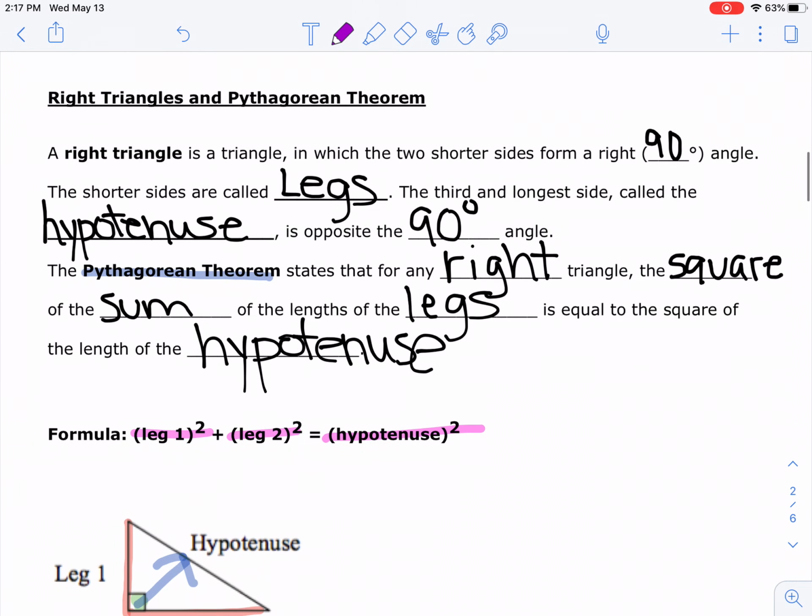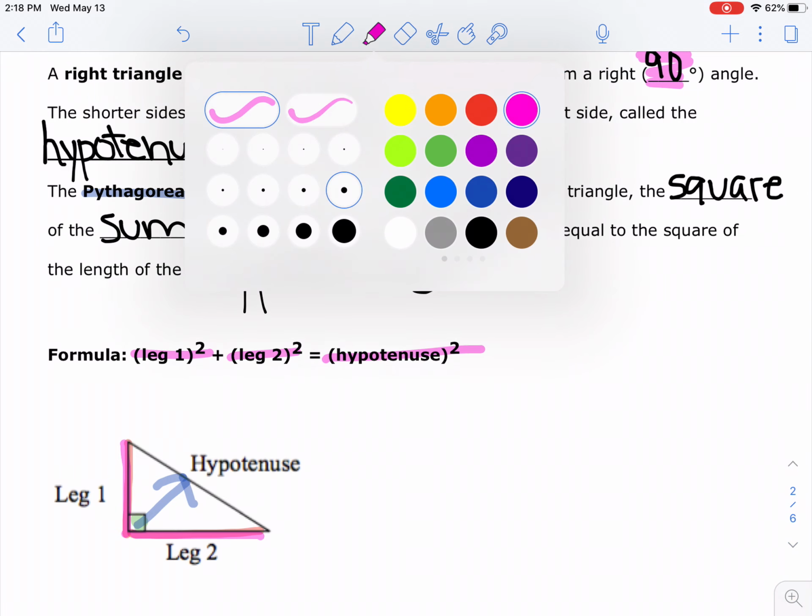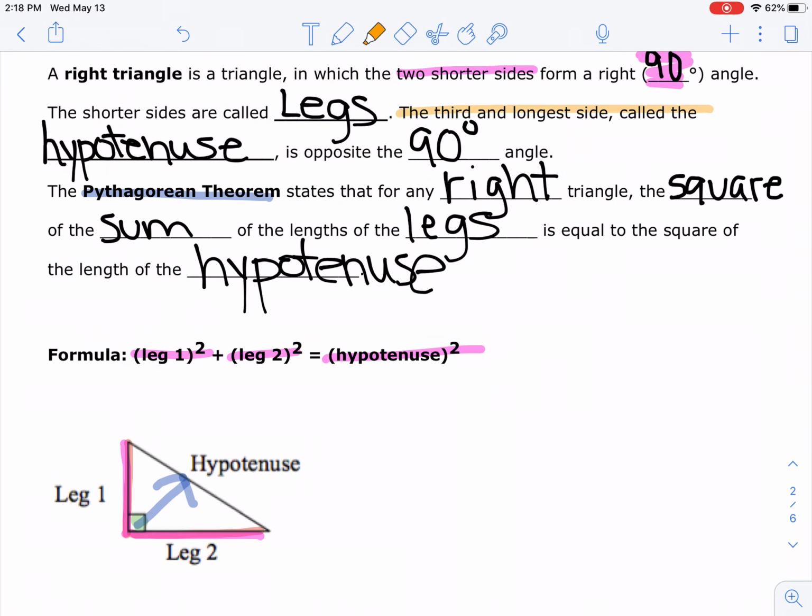Okay? Right triangles and Pythagorean theorem. A right triangle is a triangle in which the two shorter sides form a 90-degree angle. The shorter sides are called legs. So if we're looking at a right triangle down at the bottom here, the two shorter sides are called legs. The third and longest side is called the hypotenuse. Okay, and it is always opposite, so it's across from the 90-degree angle.